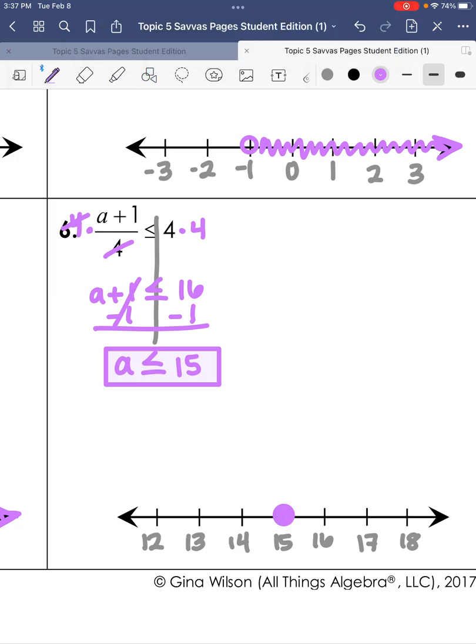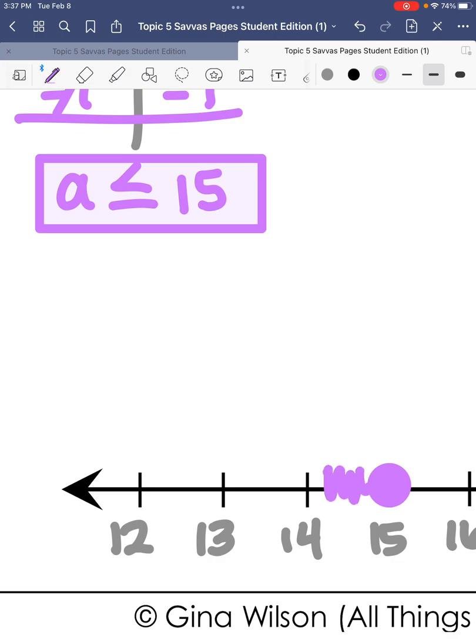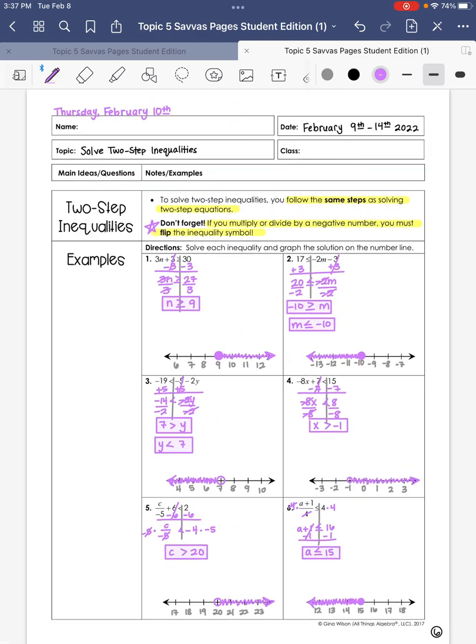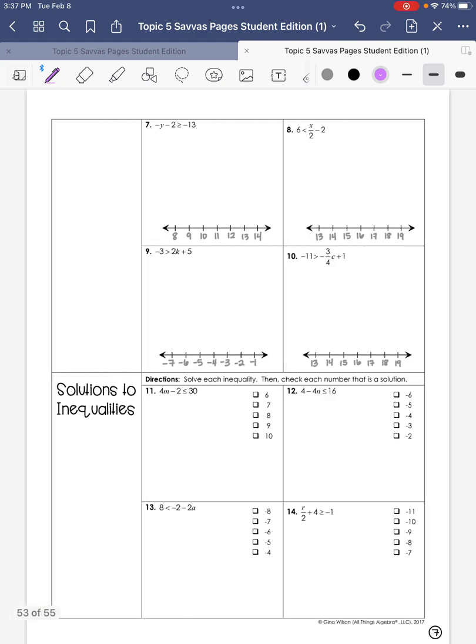And now I need to shade. And remember, it's A is less than or equal to 15, so I want to shade all the numbers that are smaller. So I'm shading towards 12 and beyond, so I'm going to include that arrow. Okay, moving on to page 7. So it's still more of the same stuff.